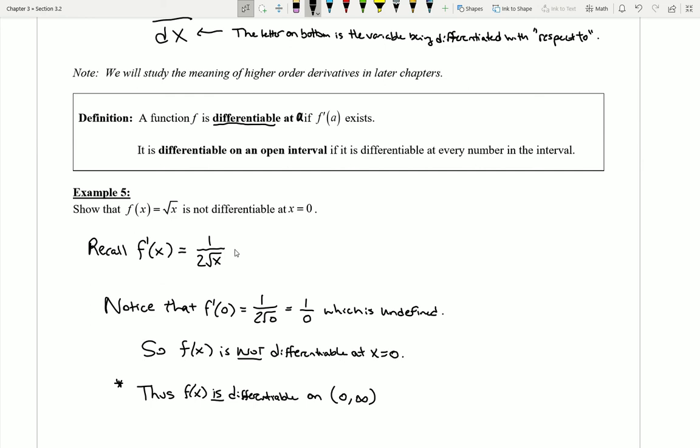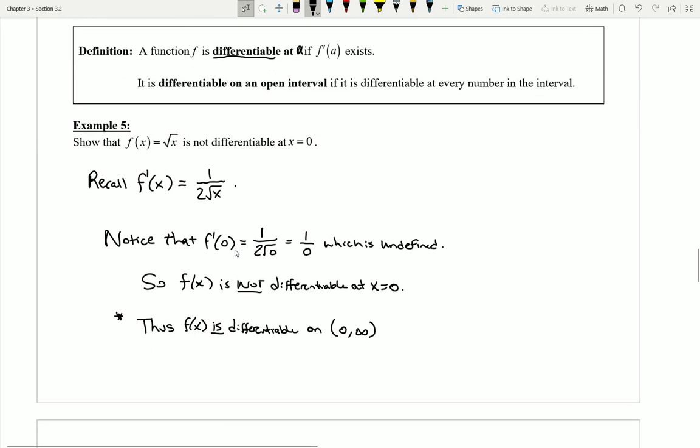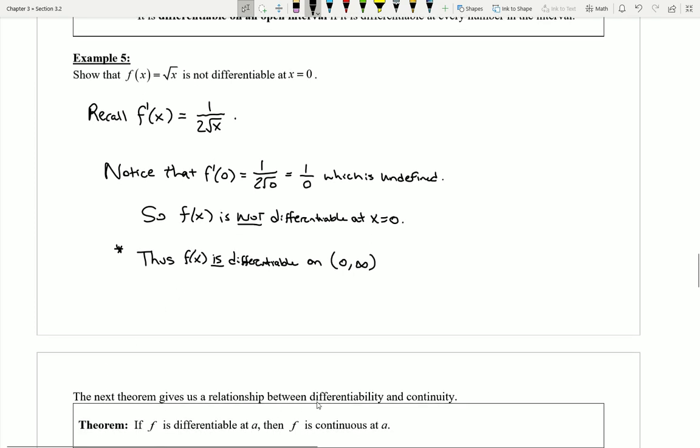That's important to understand because we'll use this verbiage very, very often when describing functions. Sometimes we'll say that if a function is differentiable, then something else might also be true about it. And so the next theorem will actually give us an idea of a relationship between differentiability and continuity. But we'll talk about that in the next video.